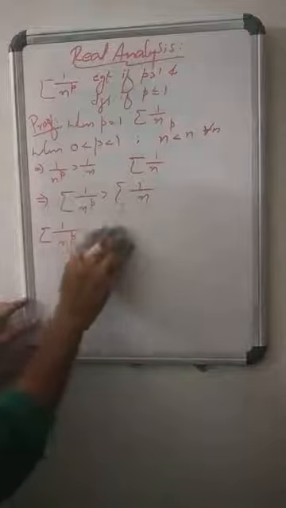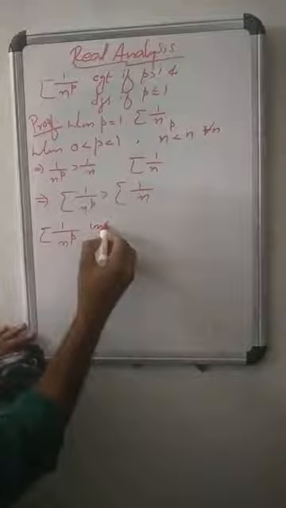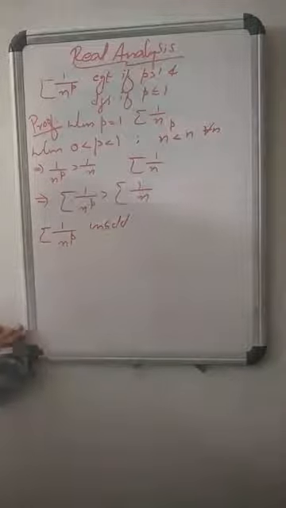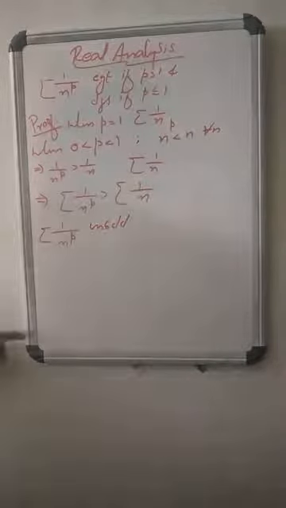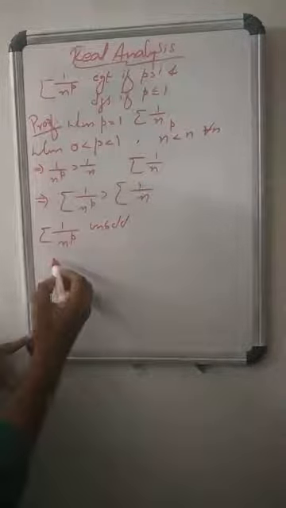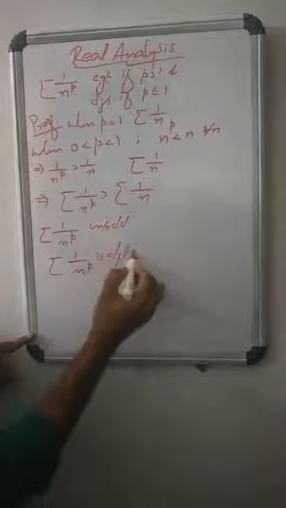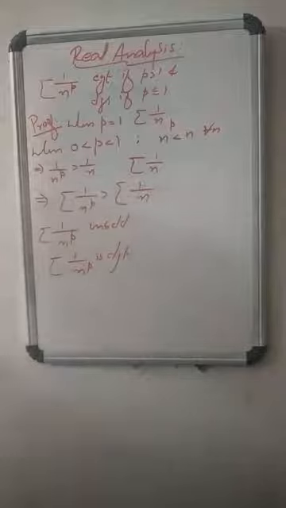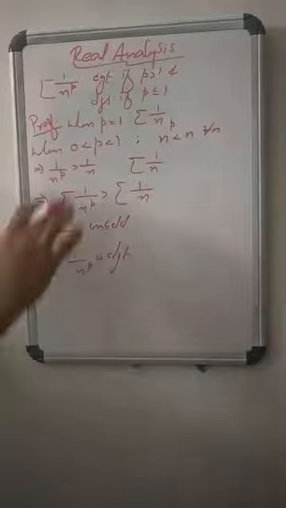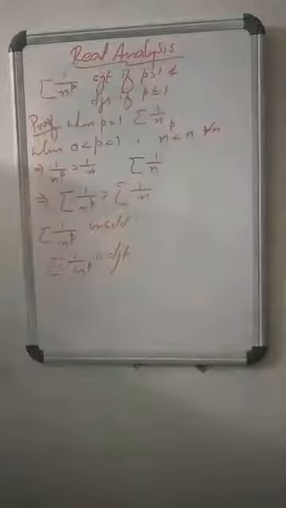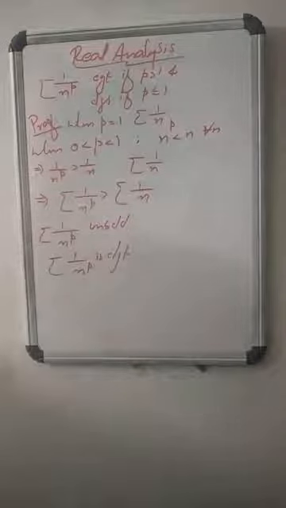So, the sequence of partial sums of sigma 1 by n power p being unbounded means it is divergent, and that means sigma 1 by n power p is divergent. So when p equals 1, the series reduces to the harmonic series, and we know that it is divergent.